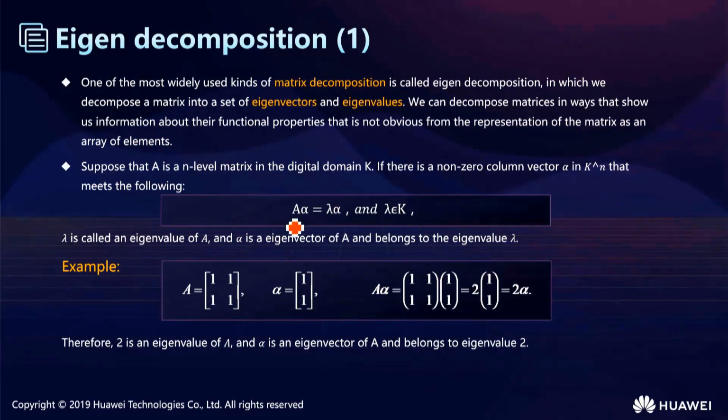Here is the formula. We can present the matrix A like that, using its eigenvalues and eigenvectors. If the matrix A multiplied by the vector alpha equals lambda multiplied by alpha, then alpha is the eigenvector of A, and lambda is the eigenvalue of A.